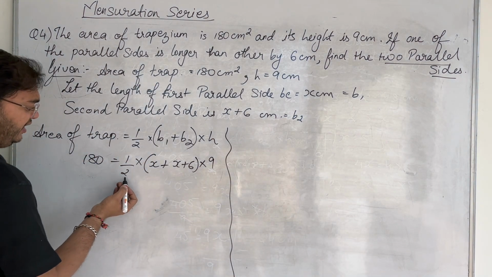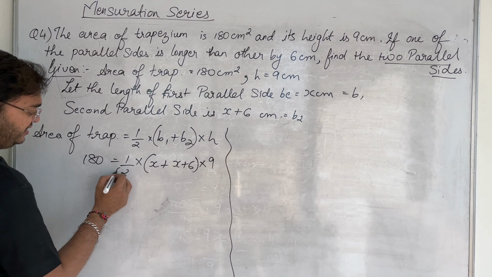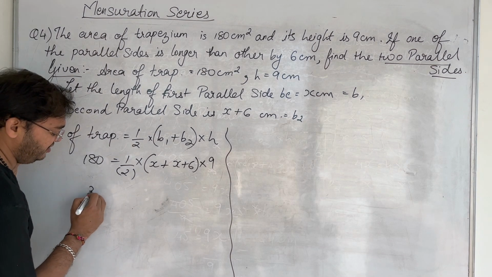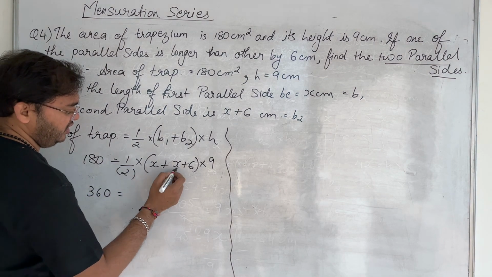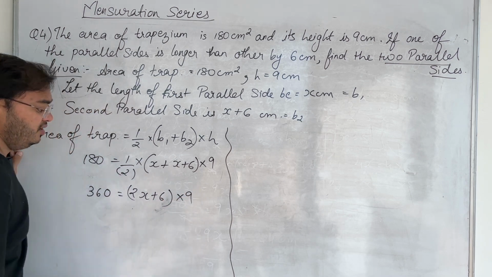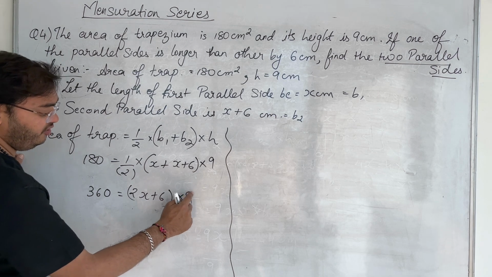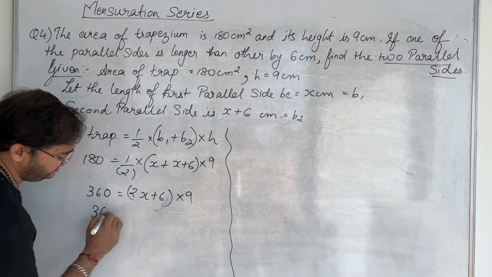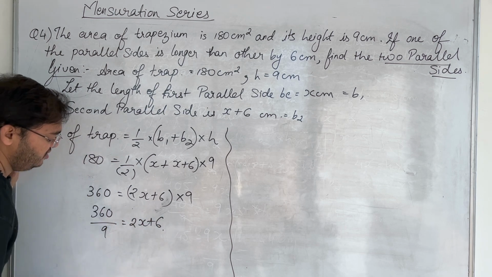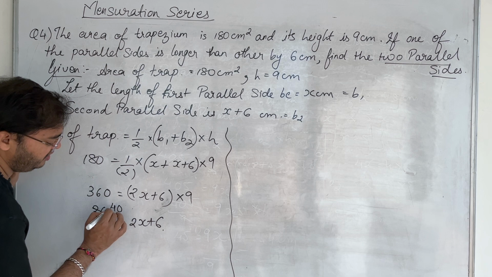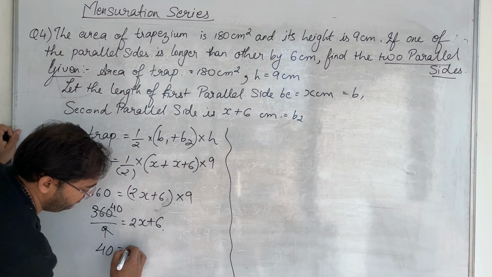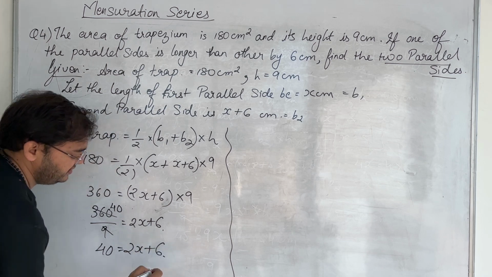Okay. So here 180 is there. If I multiply this 2 with 180, because this is on the right hand side, I'm going to shift it to the left hand side. So this becomes 360, which is equal to x plus x, 2x plus 6 into 9. So now I will shift this 9 from right to left. That means 360 divided by 9 is equal to 2x plus 6. So when I cancel, I get 40, because 9 4s are 36 and 0 behind, so 40 equals 2x plus 6.